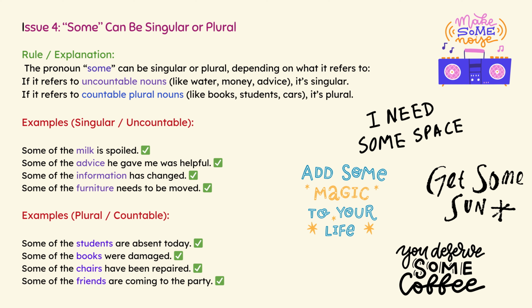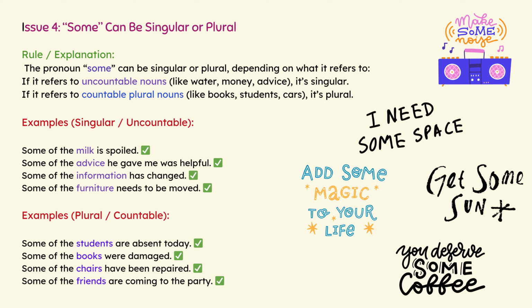Here are examples with plural, countable nouns. Some of the students are absent today. Some refers to more than one student, so we use the plural verb are. Some of the books were damaged. Some refers to multiple books, plural verb were. Some of the chairs have been repaired. Some refers to multiple chairs, so the verb have is plural. Some of the friends are coming to the party. Some refers to multiple friends, plural verb are.